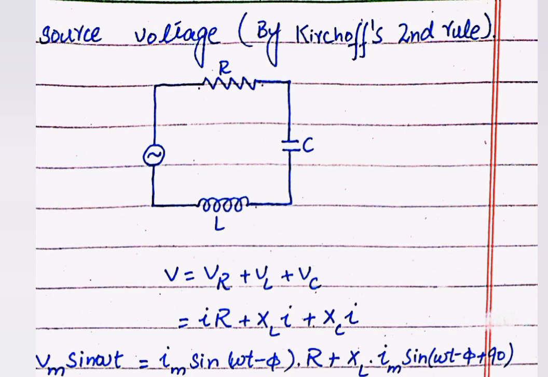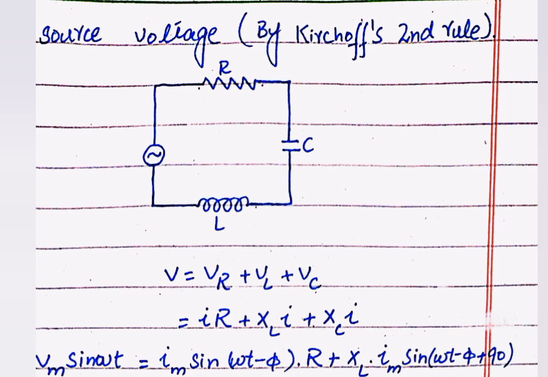As Kirchhoff's second rule says, we connect a capacitor, a resistor and an inductor in series with a battery. The voltage of supply is equal to the voltage of resistor, voltage of inductor and voltage of capacitor. As voltage is different but current is the same, that's why we divide the voltage into three parts. Then by applying Ohm's law, V is equal to IR.